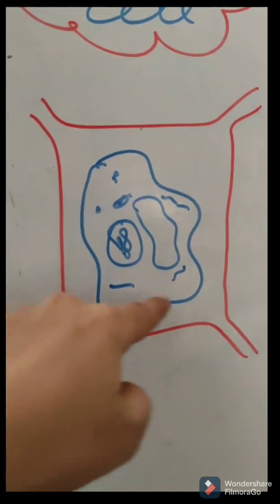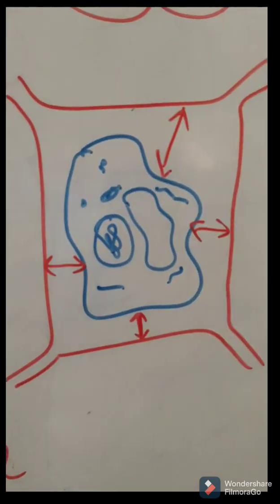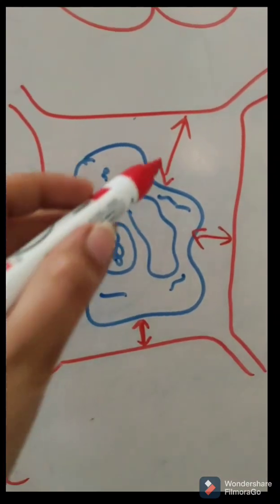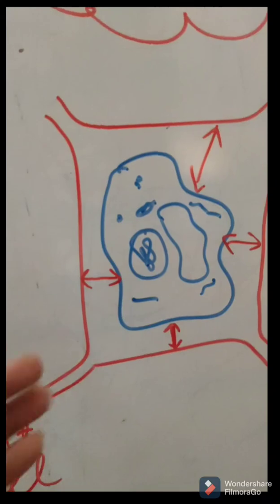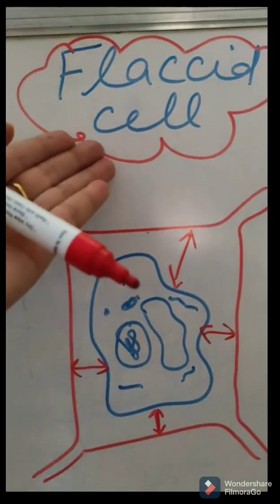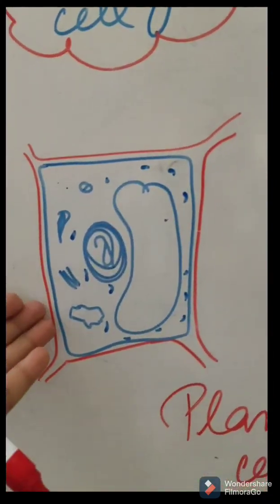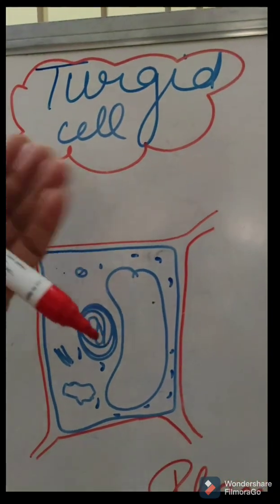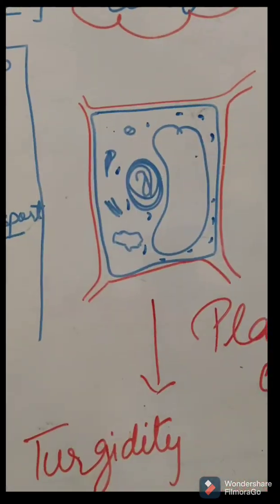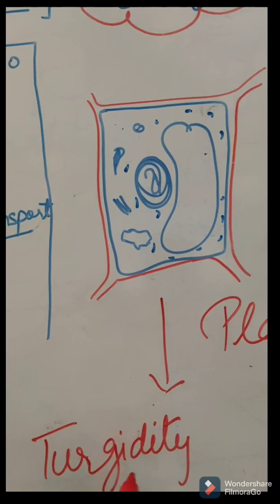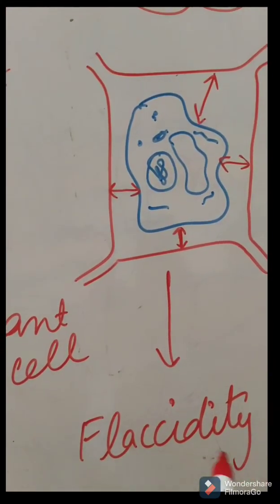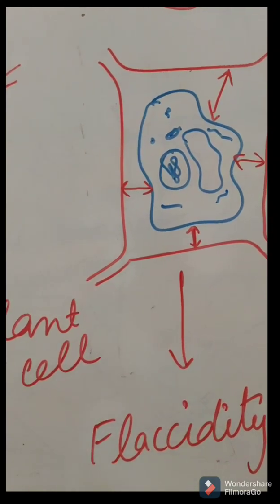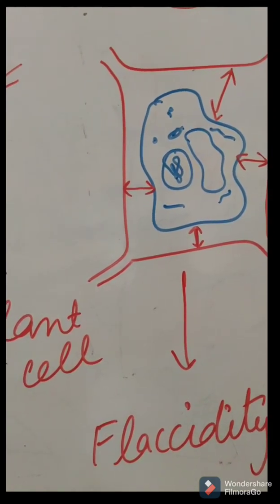And here in the flaccid cell, there is a gap between the cell membrane and the cell wall. So this is called a flaccid cell, or simply you can say a shrunken cell. Flaccid and turgid are the technical terms. The phenomenon by which a turgid cell is formed, that means cells are swollen, is known as turgidity, and when cells become flaccid, it is known as flaccidity.